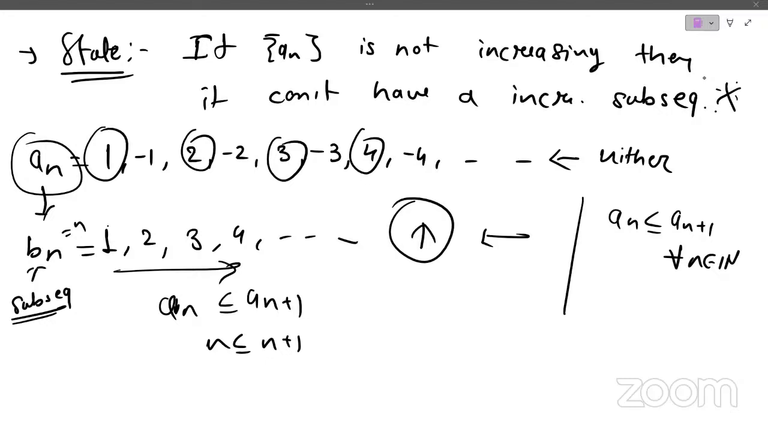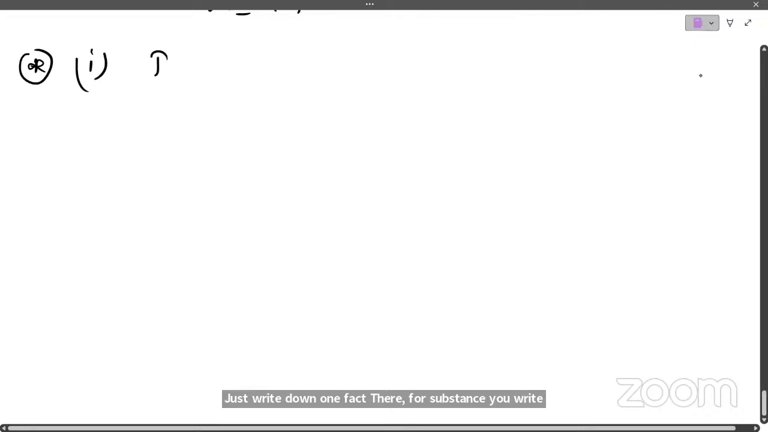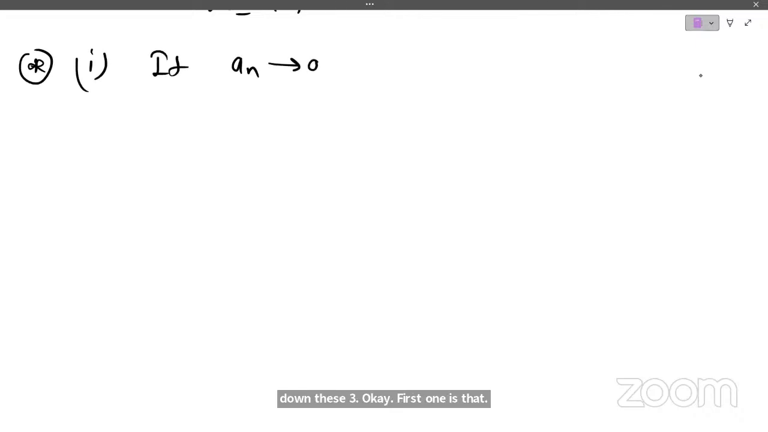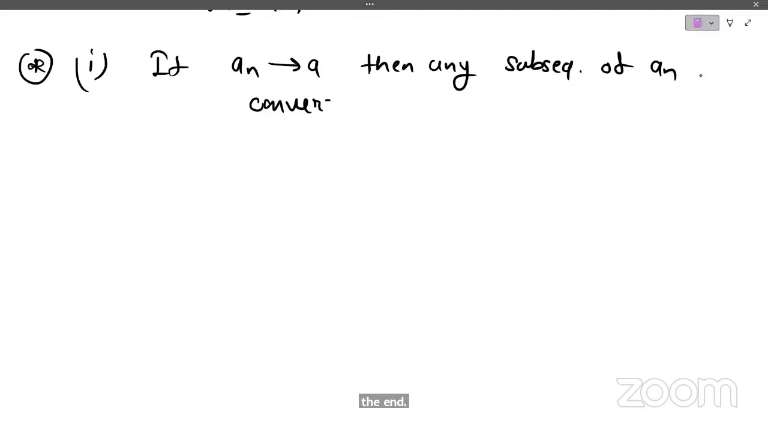Yeah. Okay. Can you explain option 1, ma'am? Once again, can you just speak up a little? Okay, option 1. Let me give... okay, fine. I'll just write down one fact: for subsequence you write down these 3 facts. Okay, first one is that if your an converges to a, then any subsequence of an converges to a. This is the one point.